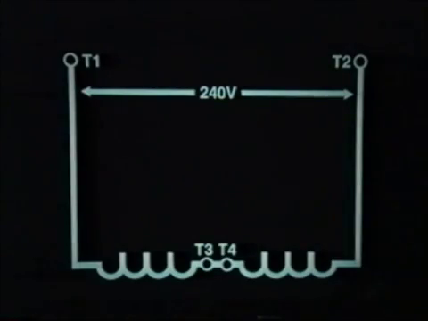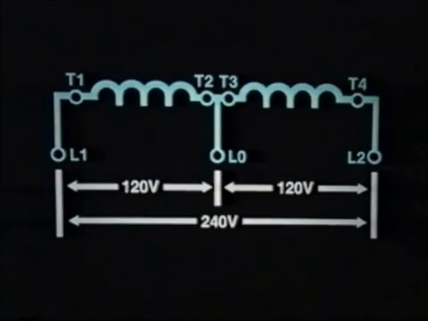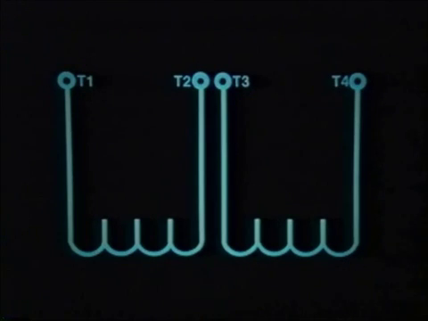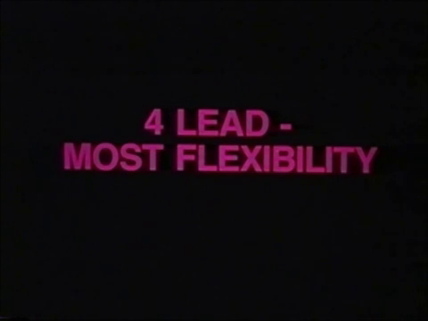When the unit is connected in series, it may be either 2-lead 240-volt or a 3-wire dual voltage machine with the load leads affixed to the series connection as a 3rd lead. So a single-phase alternator may have 2 leads or 3 leads, including a neutral lead, or 4 reconnectable leads. Obviously, the 4-lead alternator offers the most flexibility and therefore is the most often used.